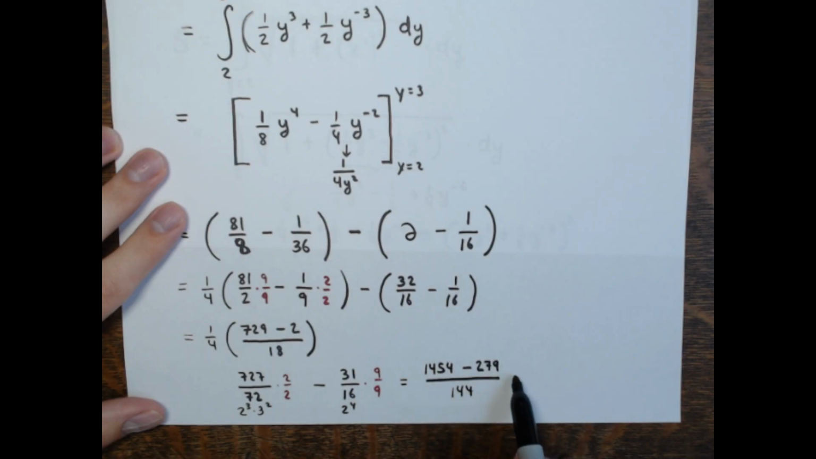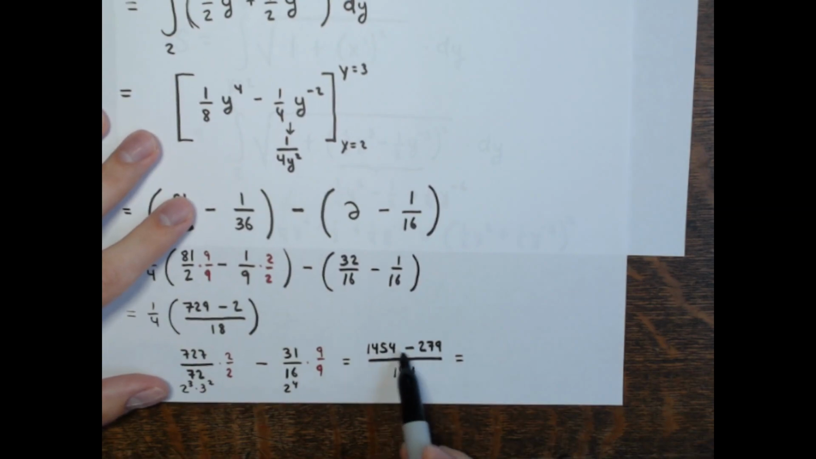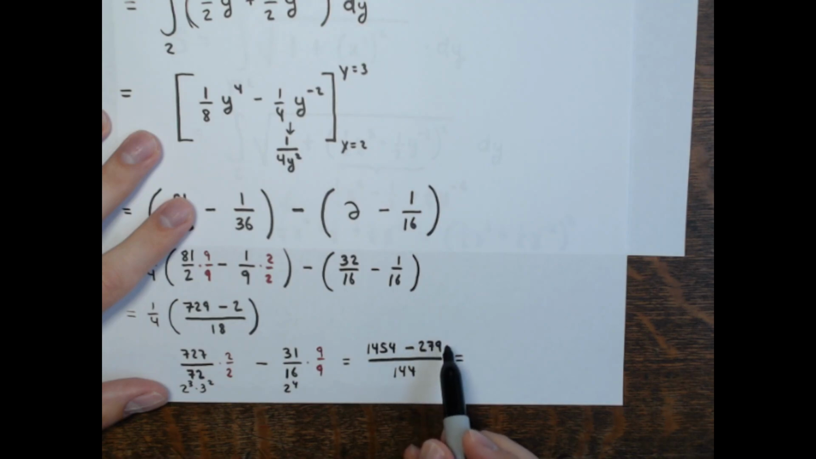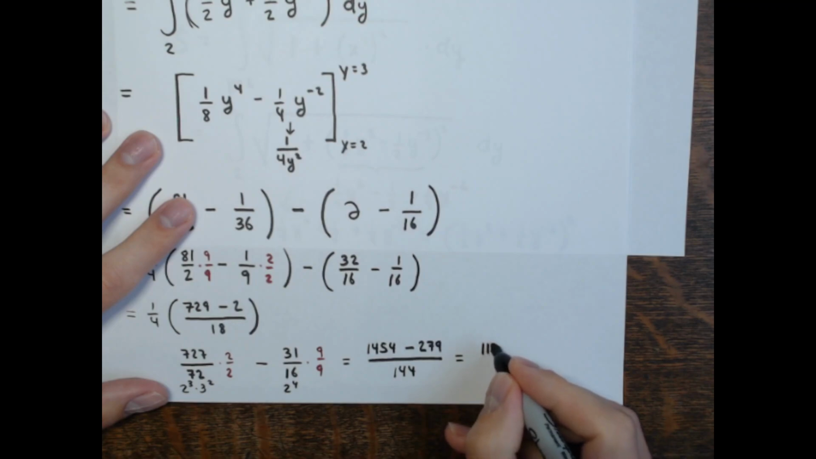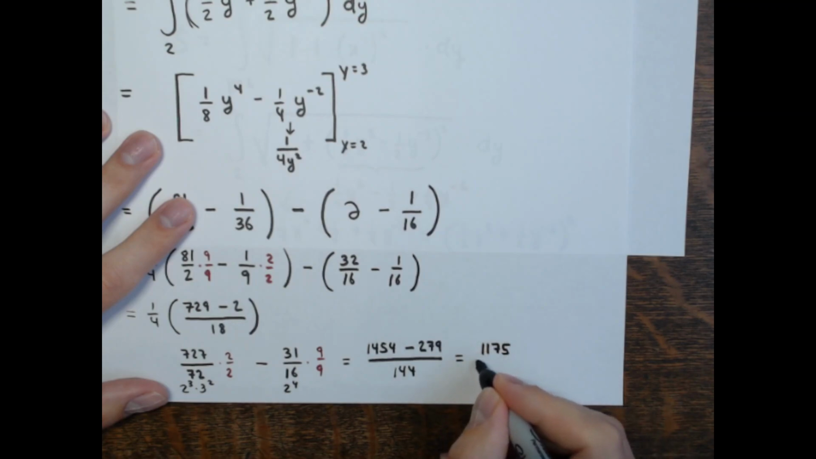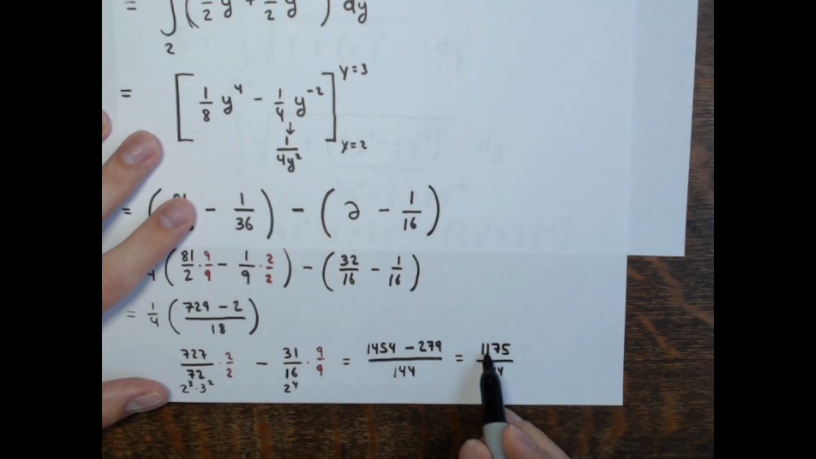Okay. And then finally, let's subtract these. So this is like subtracting 300 and then adding 21. So that'd be 1154 plus 21, 1175 in the numerator, divided by 144 in the denominator. And this has no factor of 2, and it's not a multiple of 3 as well. All right, so this is it.